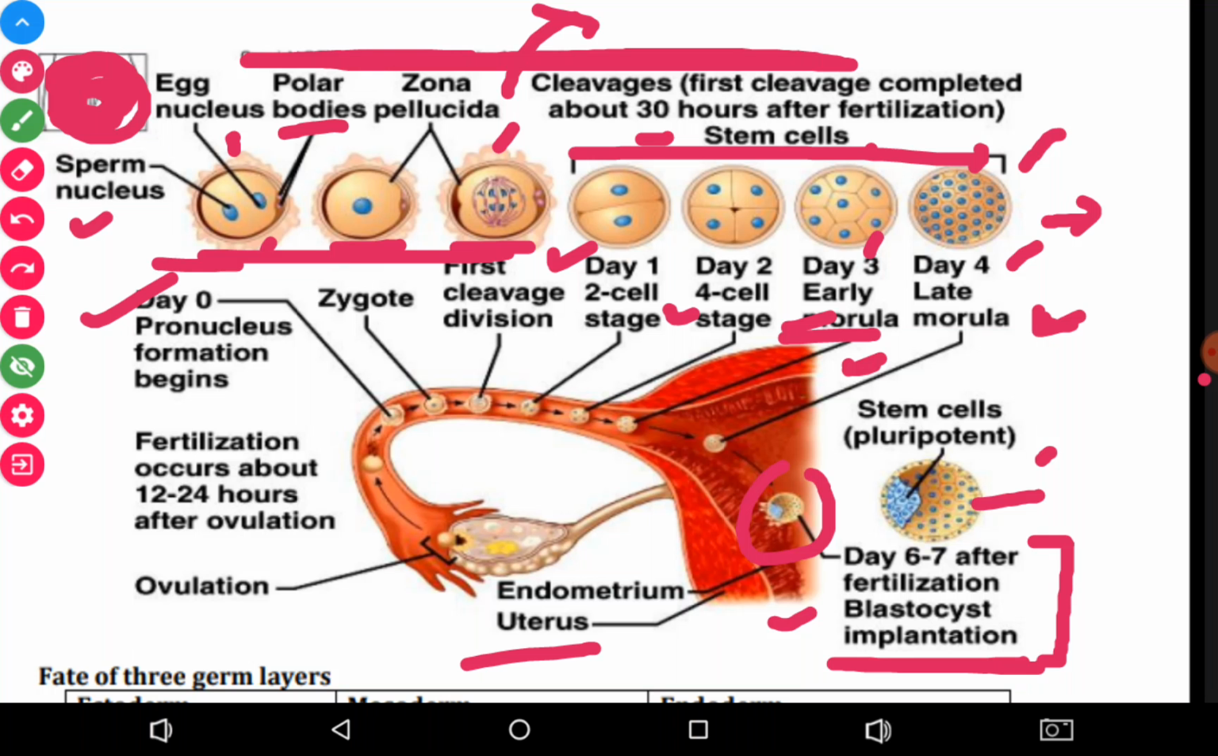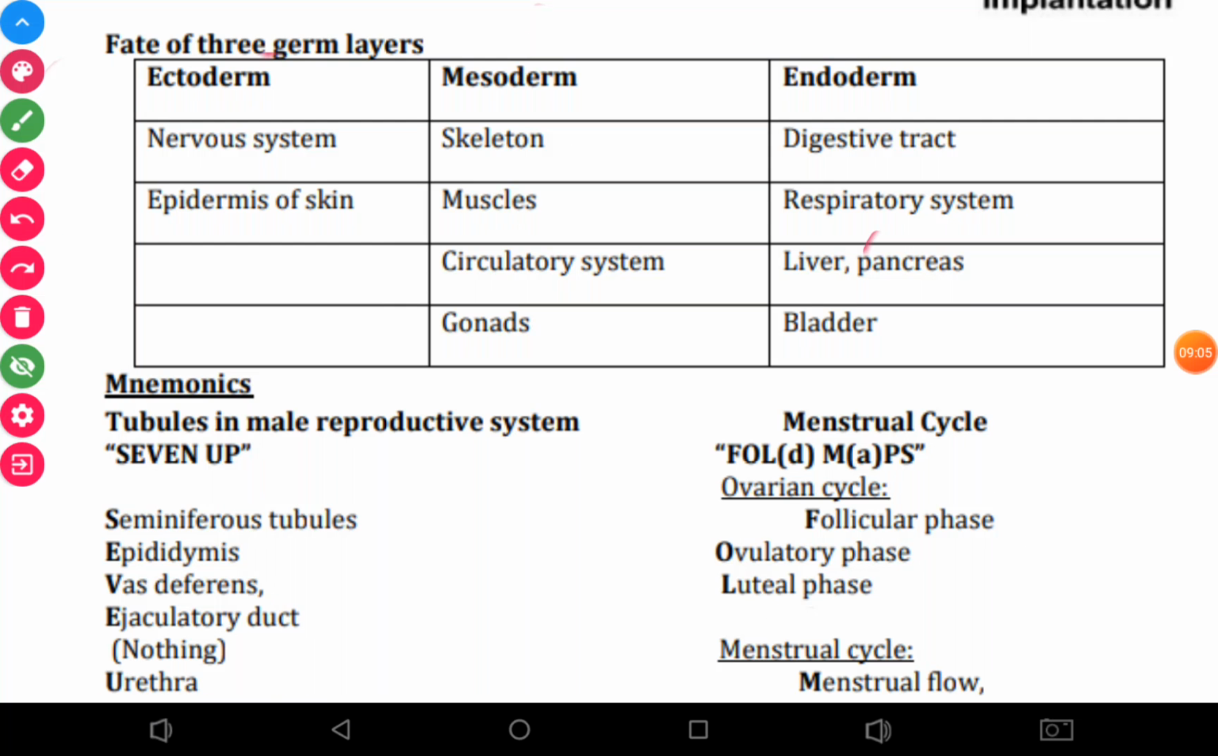Okay, so from day 0 you can study day 1, day 2, day 3, day 4, day 5, day 6 to 7. About day 6 to 7 it is completely changed into a structure that is called a blastula. Why is it blastula? Because a cavity is formed inside. This is the blastocoel cavity. That's why this structure is called a blastula, and this is the structure which implants on the endometrium of the uterus.